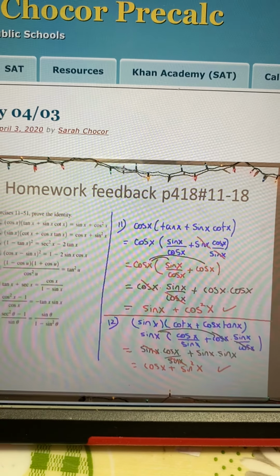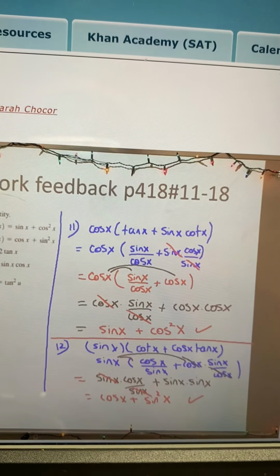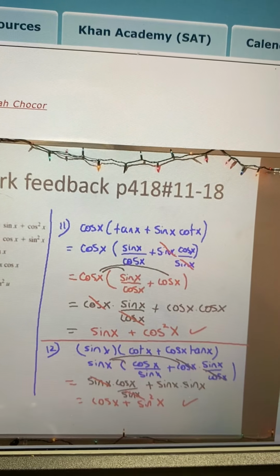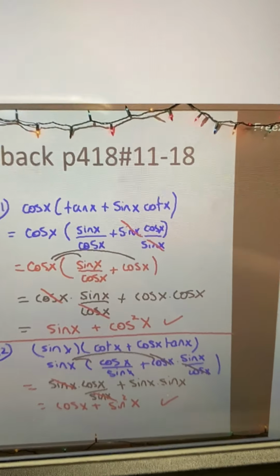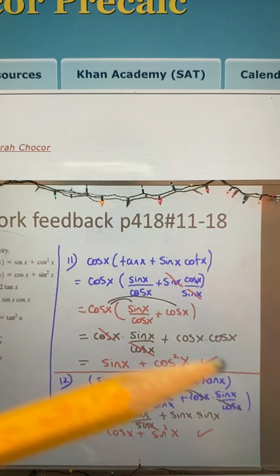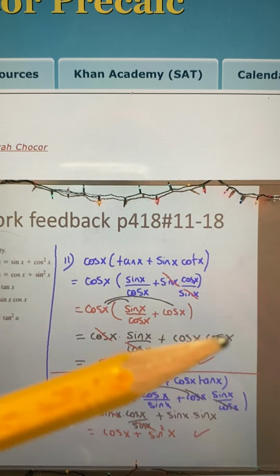In this video, we're going to discuss the practice problems for proving identities. The first practice problem, number 11, was pretty simple. All you had to do is write cotangent as cosine over sine, and this way you can see how you can simplify the sines together.